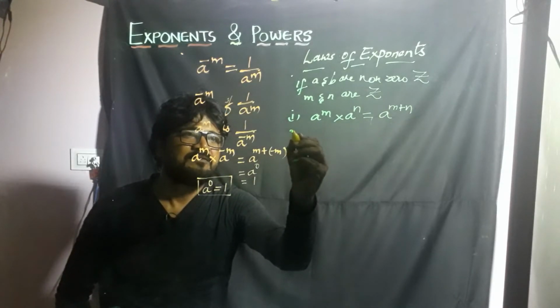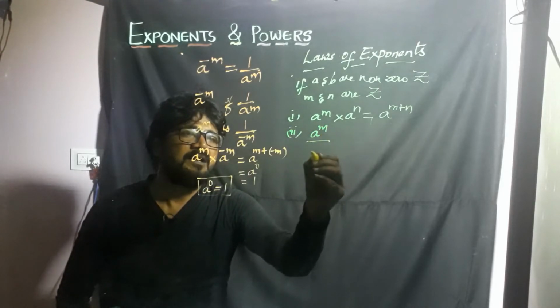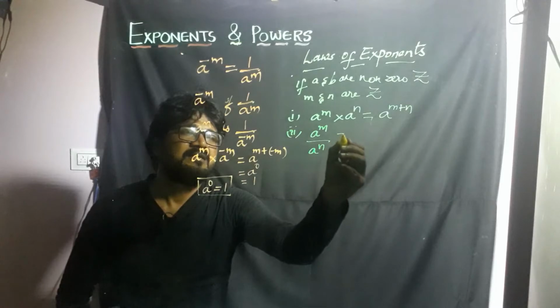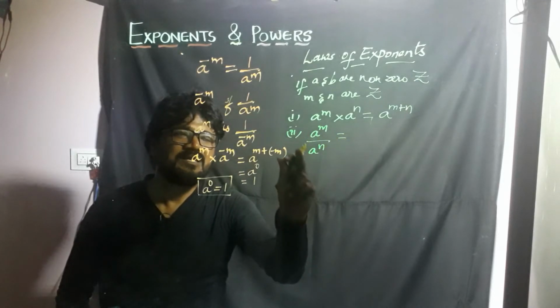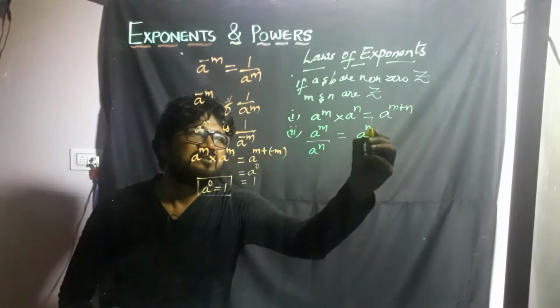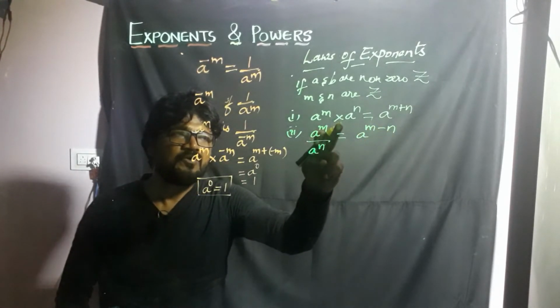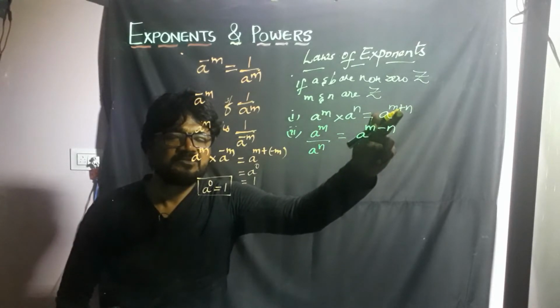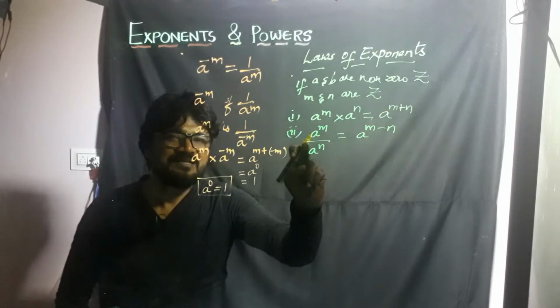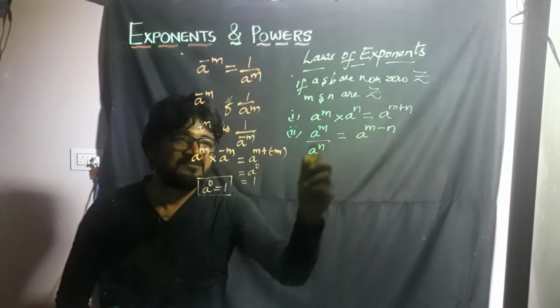Now the second one, a to the power of m by a to the power of n. When the bases are equal in the division form, the value is a to the power of m minus n. When it is in the product form, the exponents are added; when it is in the division form, the exponents are subtracted.